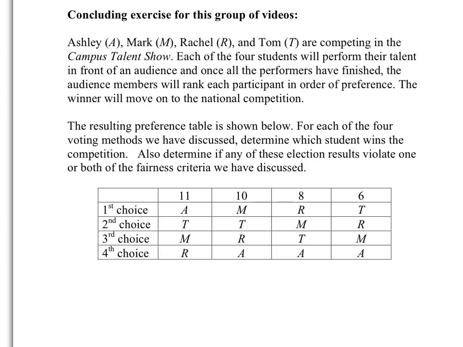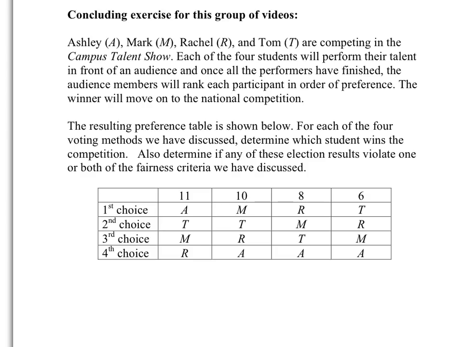The purpose of this video is just to work through the solutions to the problem at the end of the last video. That was about the campus talent show in which Ashley, Mark, Rachel, and Tom were competing. This is a non-political example of an election. Each of the 4 students will perform their talent in front of an audience, and once the performers are finished, the audience members will rank each participant in order of preference. The winner will move on to the national competition.